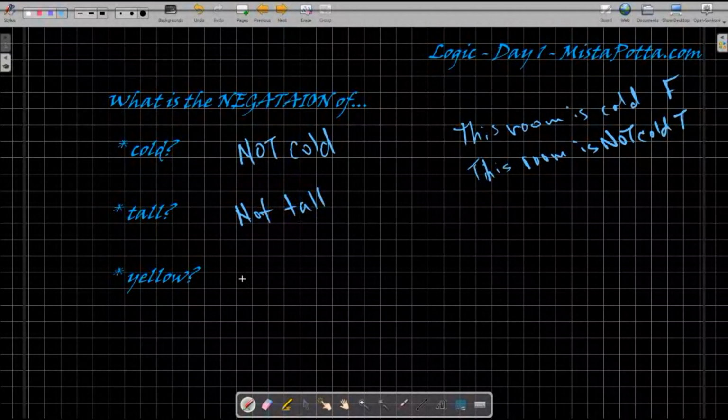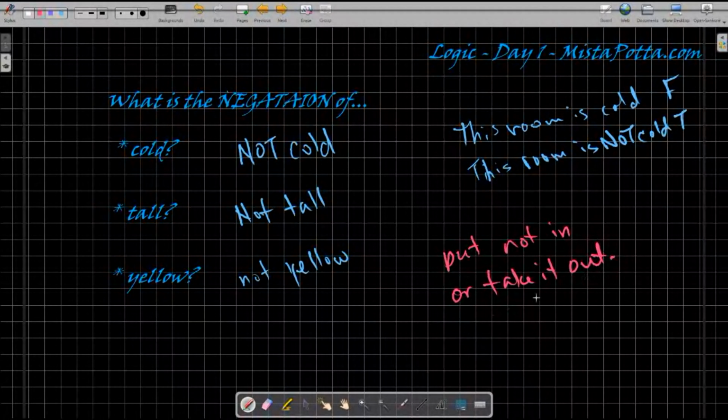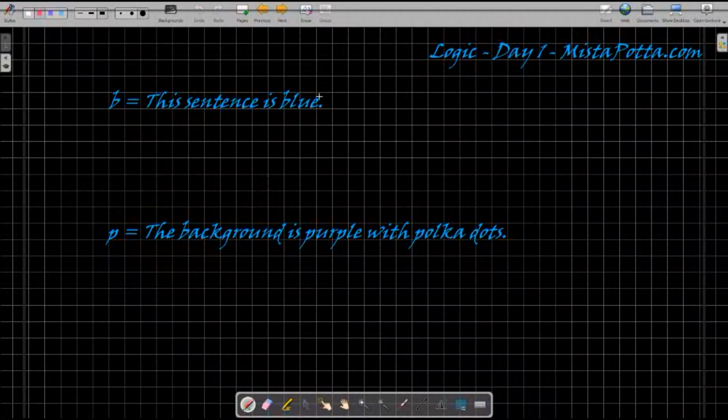What's the opposite of tall? Well, it's not tall. What's the opposite of yellow? Well, it's not yellow. The opposite of me having a yellow shirt would be me having any other shirt that's not yellow. So the key idea behind a negation is that we're going to put a not in or take it out. Whenever I'm dealing with the negation of a statement, I'm either going to be putting a not into the statement, or I'm going to be taking the not out of the statement.